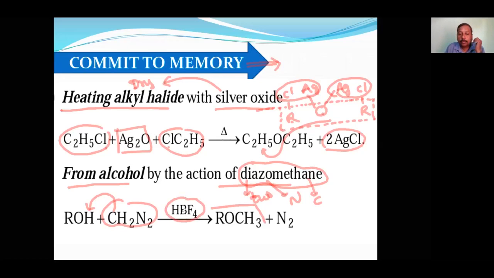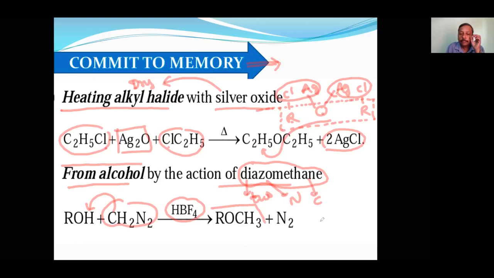But this will take place in presence of fluoroboric acid. What is the name? Fluoroboric acid, HBF4. And there is a limitation to this method. Can anybody guess? What is the limitation of preparation of ethers by the alcohol with diazomethane? Limitation means you can prepare only a few types of compounds. What type of compounds can we prepare by the alcohol method with diazomethane?